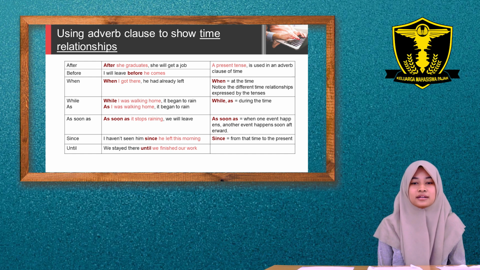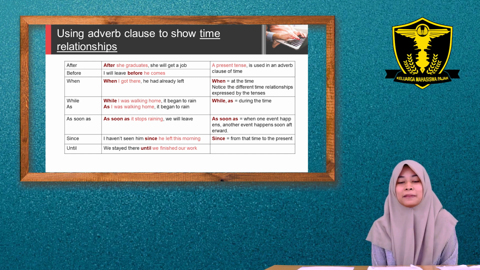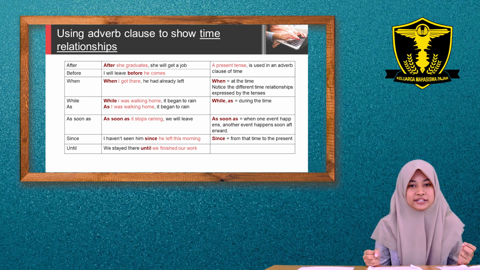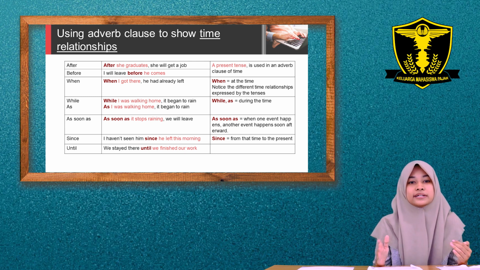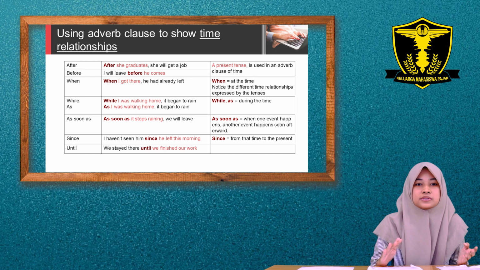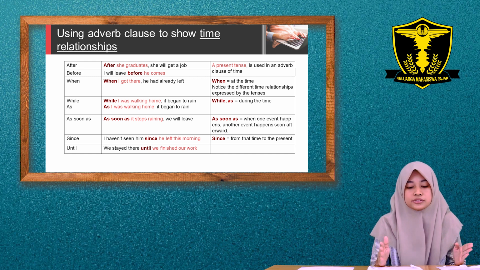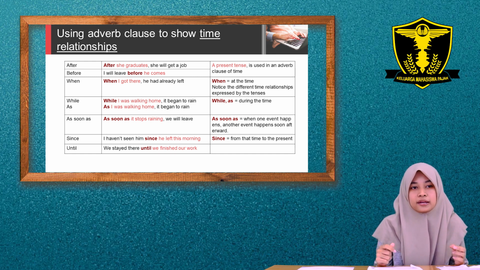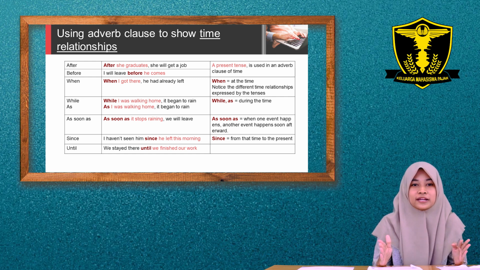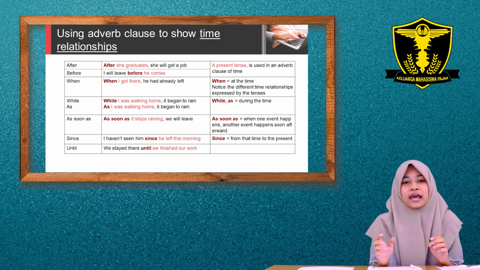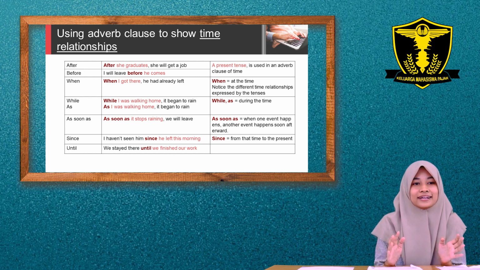When I got there, here we use simple past. And the next: while I was walking home, it began to rain. As I was walking home, it began to rain. It also uses past progressive. And the next is as soon as. As soon as it stops raining, we will leave. As soon as here means when one event happens, another event happens right afterward.